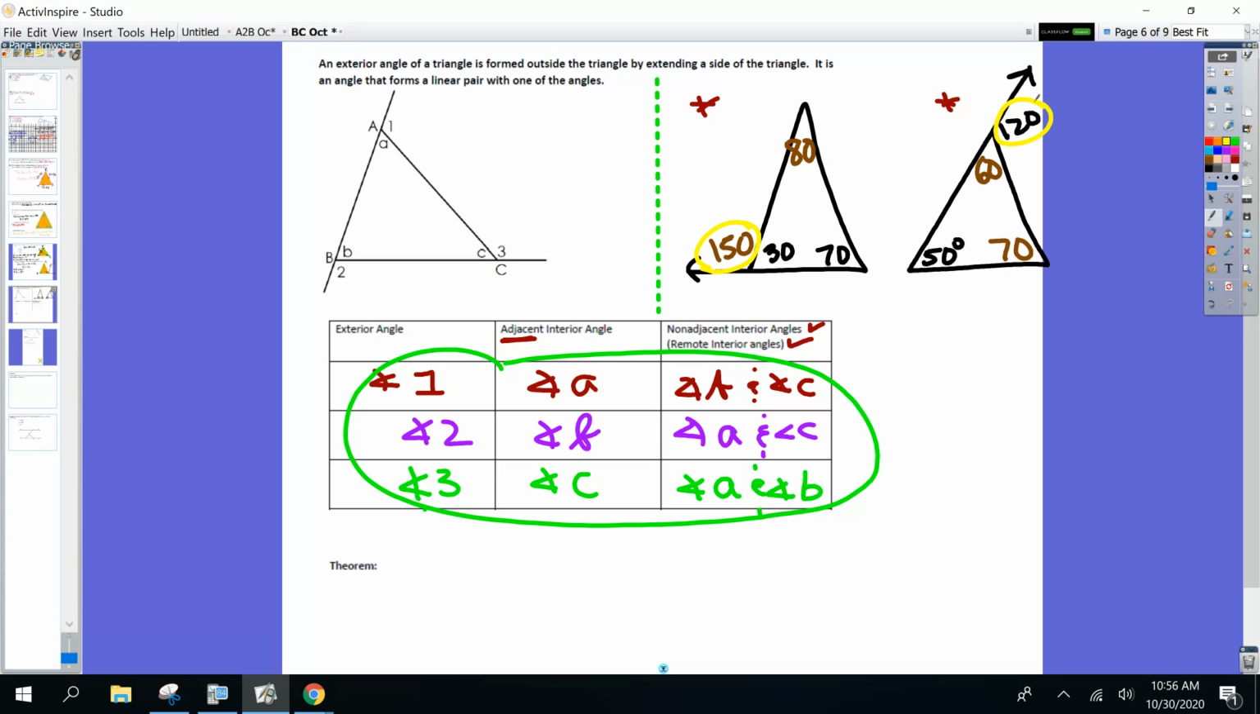The sum of the remote interior angles is the adjacent interior angle. Maeve, that's pretty darn good. Good job, Maeve. Here's what Maeve just said, everyone. Look at my first diagram. I have an exterior angle of 150. Look at the two remote interiors, 80 and 70. They give me 150. Second diagram, 120.